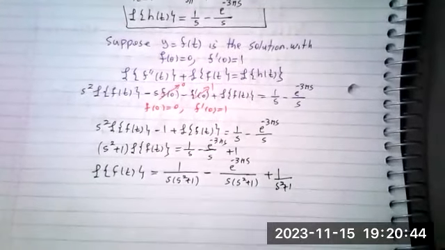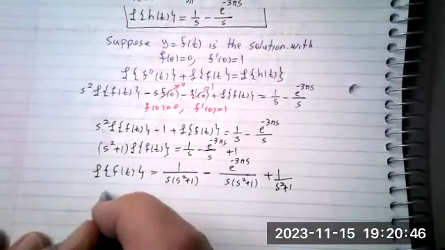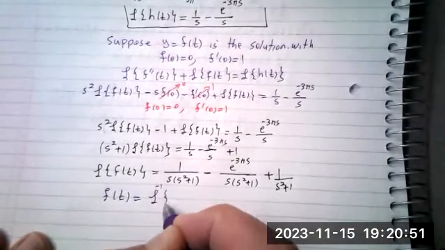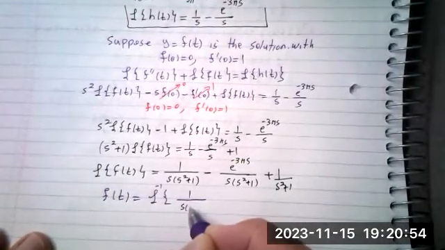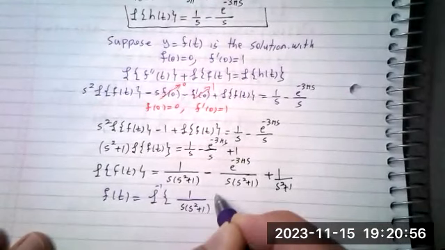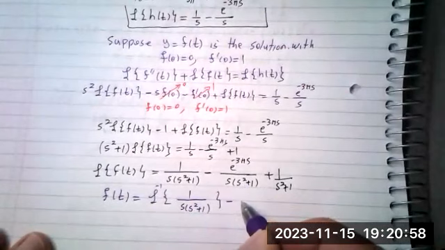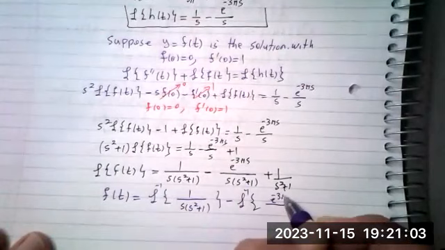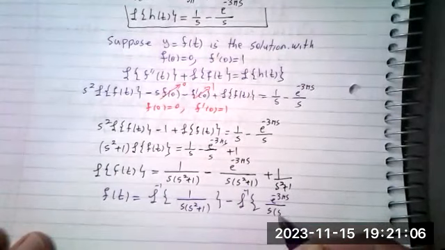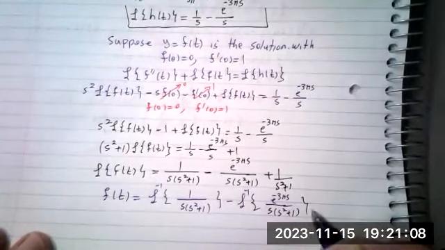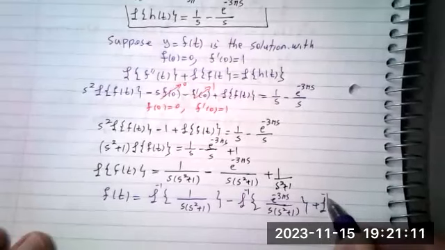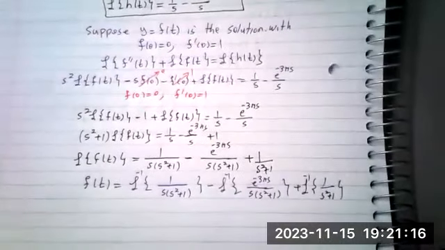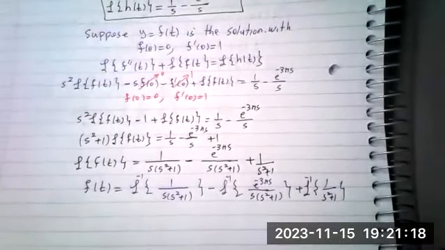So f would be the Laplace inverse of this group. f of t is going to be equal to the Laplace inverse of the first one, 1 over s times s squared plus 1. Then this would be the one where we're going to use translation: the Laplace inverse of e to the negative 3 pi s over s times s squared plus 1. And the last one is easy: the Laplace inverse of 1 over s squared plus 1, which is the sine.